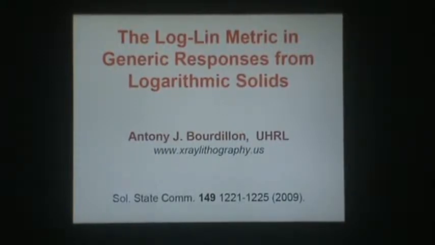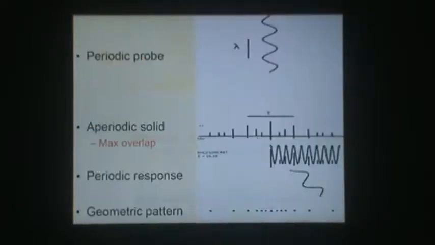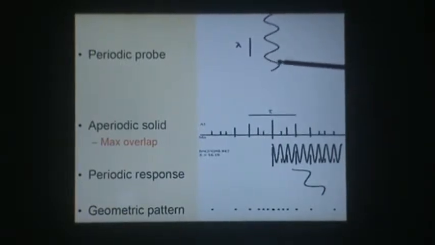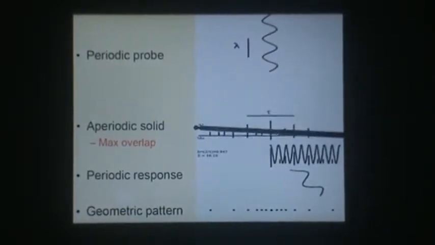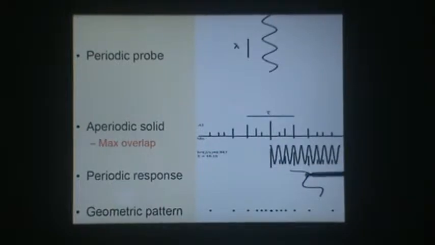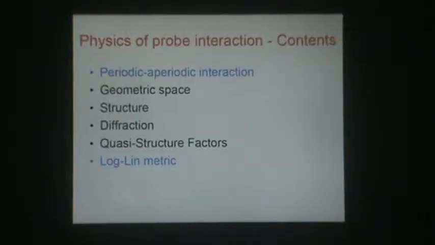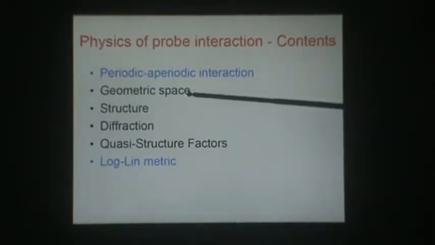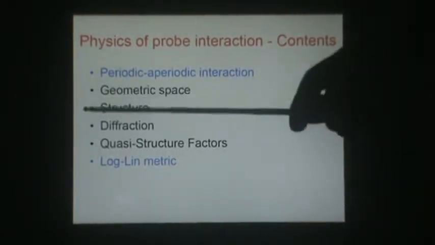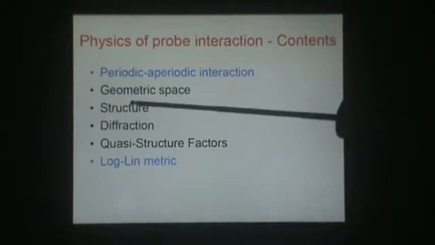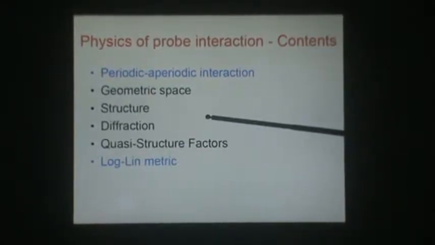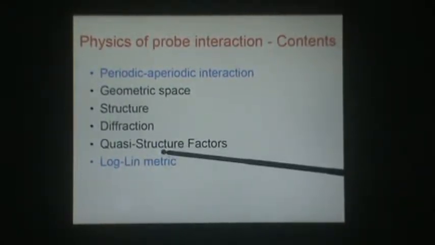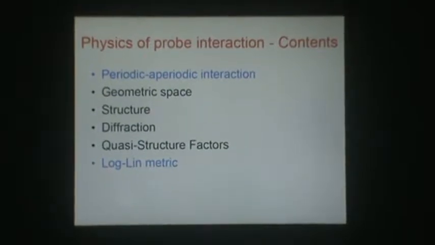Today my topic is more physical. The problem is this: how does a periodic probe, such as an X-ray beam or an electron beam, interact with an aperiodic solid to produce a periodic response in geometric space? I shall begin by refining that term, geometric space, and then on the basis of the structure discuss diffraction and quasi-structure factors before giving you the Log-Lin metric and its use in geometric space.